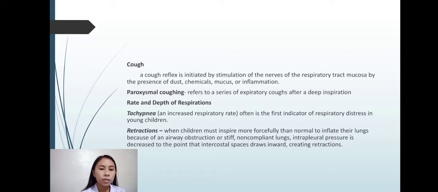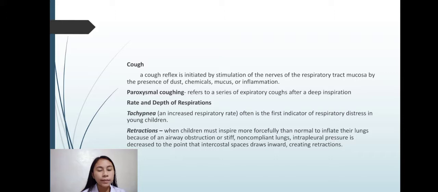And the next is tachypnea. Tachypnea is an increased respiratory rate, often the first indicator of respiratory distress in young children. When you see tachypnea, the breathing of the child is faster than 60 breaths per minute in an infant younger than 30 days of age, faster than 50 breaths per minute at 2 to 12 months old, and faster than 40 breaths per minute by 5 years.